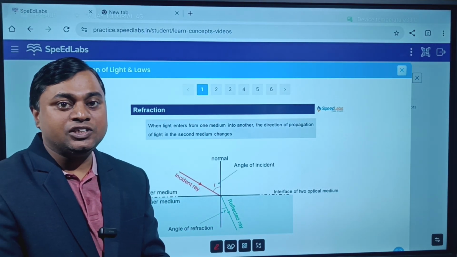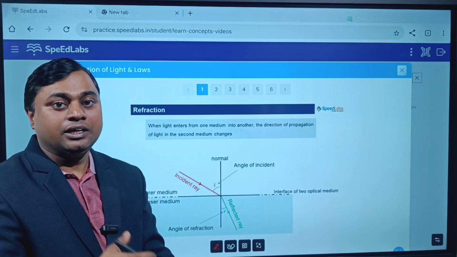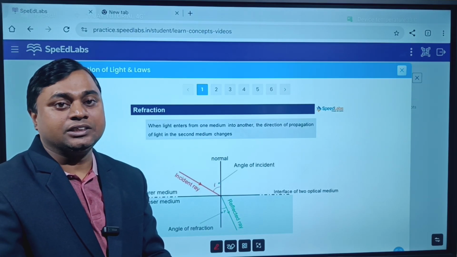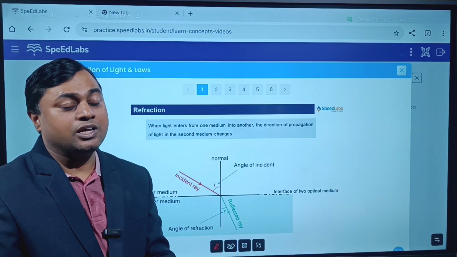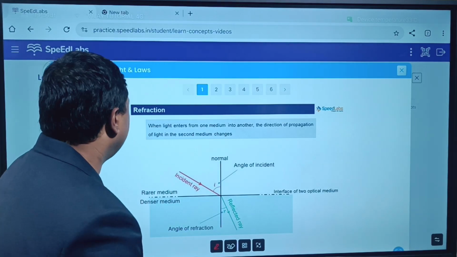Hello everyone. In this video we are going to explain refraction of light. We will also discuss the refraction through spherical lenses, convex lens and concave lens. So let's start with the refraction of light.